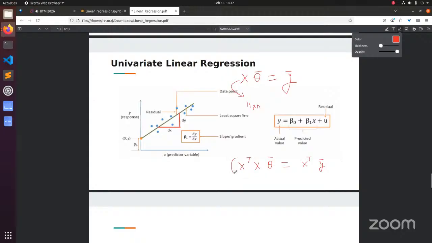Now someone can tell me what is the size of this x transpose into x matrix? Use your pen and paper and tell me what is the size of x transpose x. I will wait for 1 minute. Someone said 11 cross 11. Anyone else wants to take a guess? One of you said it's 11 cross 11 matrix. Anyone else wants to say what is the size of this x transpose x matrix?